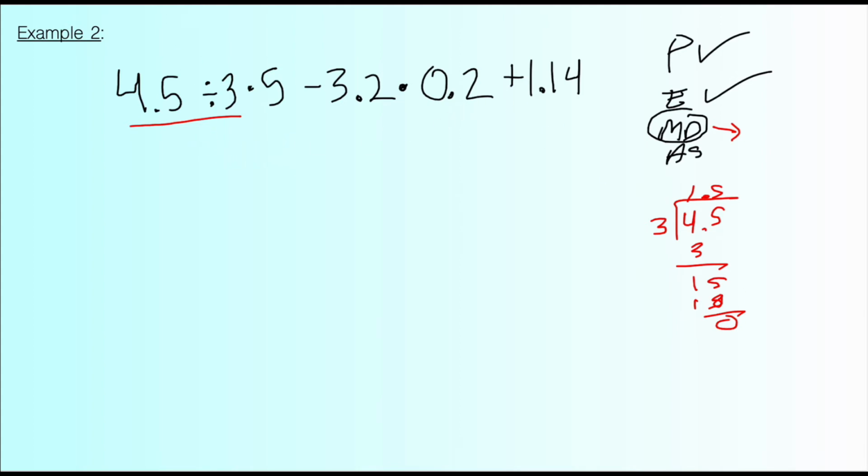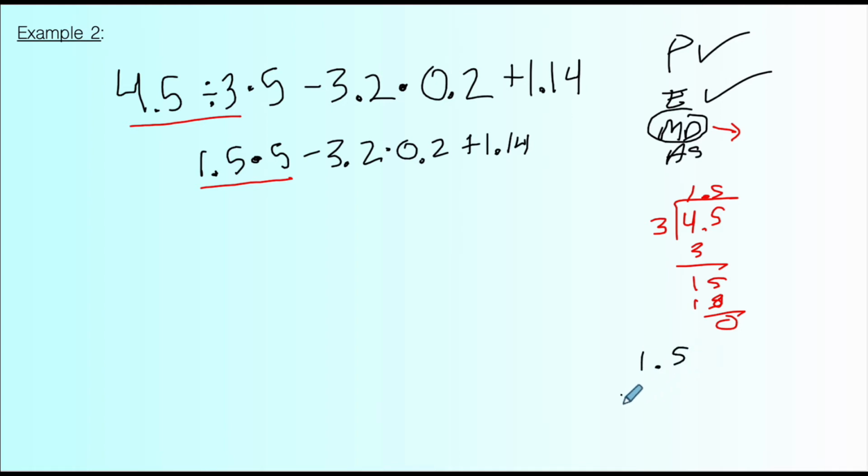Okay, so my first part of the problem yielded 1.5, and I'm just going to rewrite the rest of the problem. Seems like a lot, it's not really, and it helps keep you organized and the person who's looking at your work organized. They can see exactly what you're doing. Next, I still have multiplication and division, and I'm going to go from left to right. So left to right, I would do this next. So 1.5 times 5. And that's going to get me 7.5. So I'm going to write 7.5 there. Bring every part of the problem down.